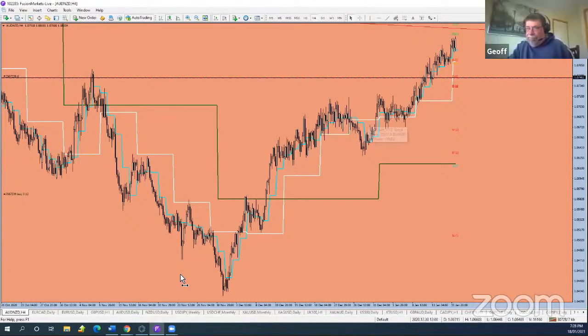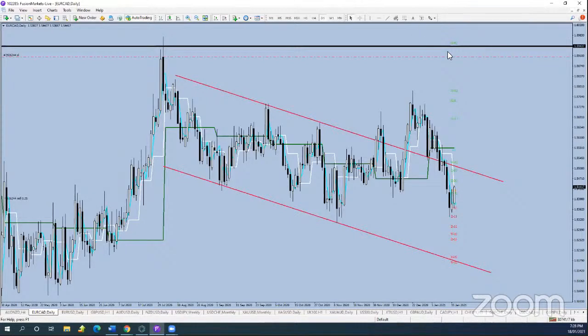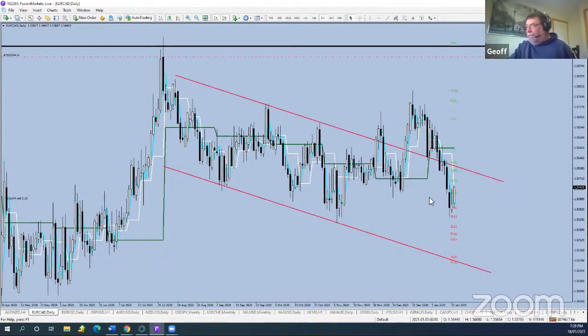The other one, we're in EuroCAD. That's pulling back as we anticipated it might. That could well come back to here. That's okay. Our stop loss is up here. We don't have an issue with that. We are in that trade, and it's on the monthly chart.